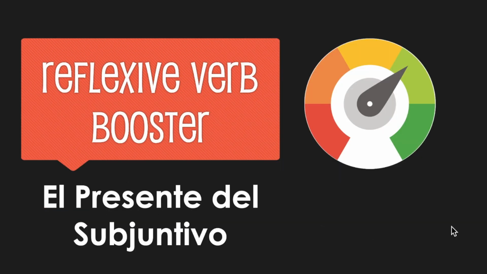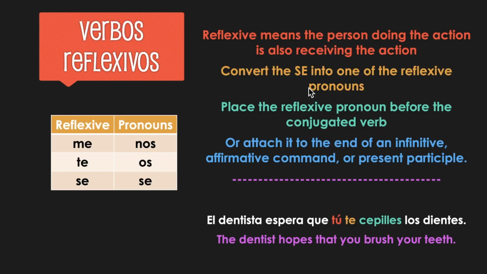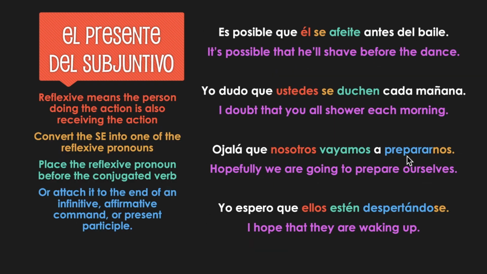Another type of booster are reflexive verb boosters, because again, normally taught in the present tense, but reflexives happen all over the place. So this one is, what would that look like in the present subjunctive? Same kind of idea. General handout for the kids. Go over the big ideas. What are reflexives? What are those pronouns? And then again, you're going to see color coding, the subject in orange, the reflexive pronoun in yellow, the verb in green, or blue if it's attached to the end of an infinitive or a present participle.